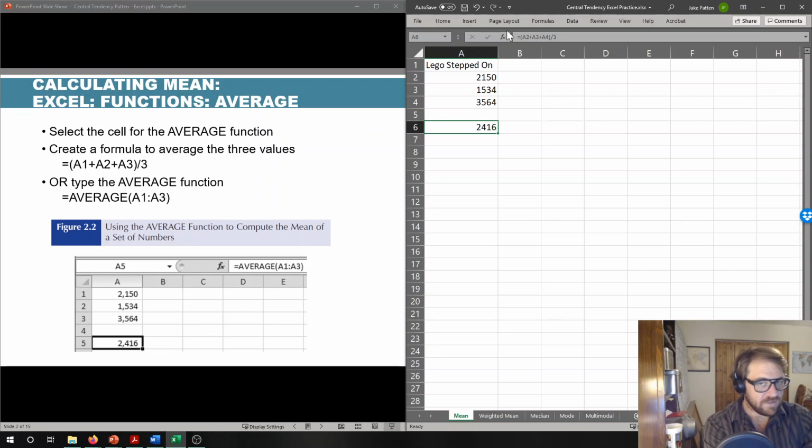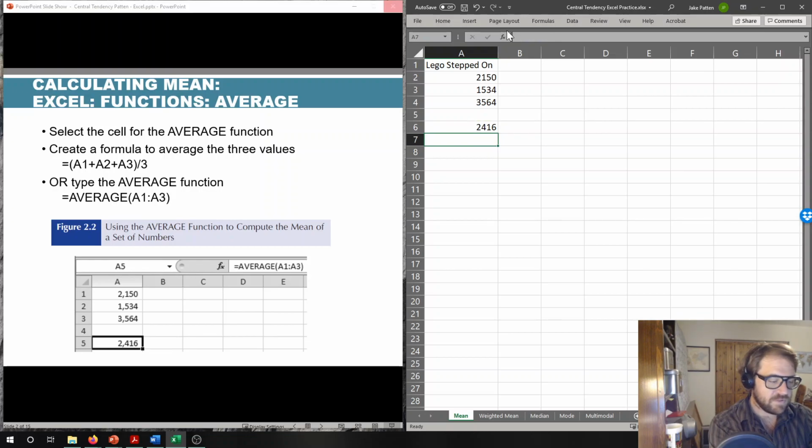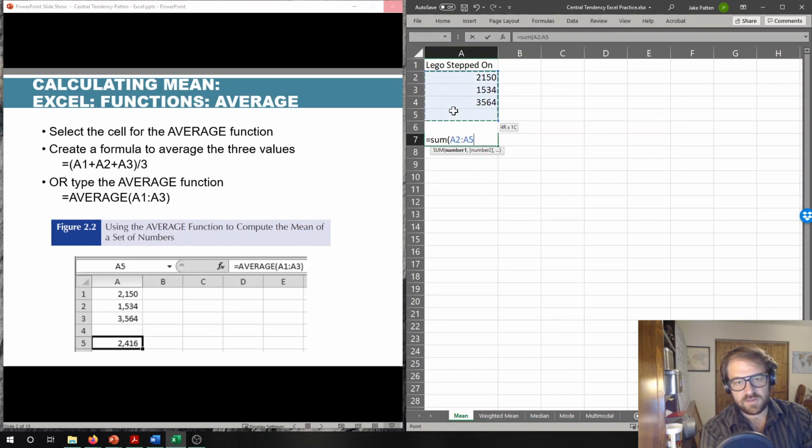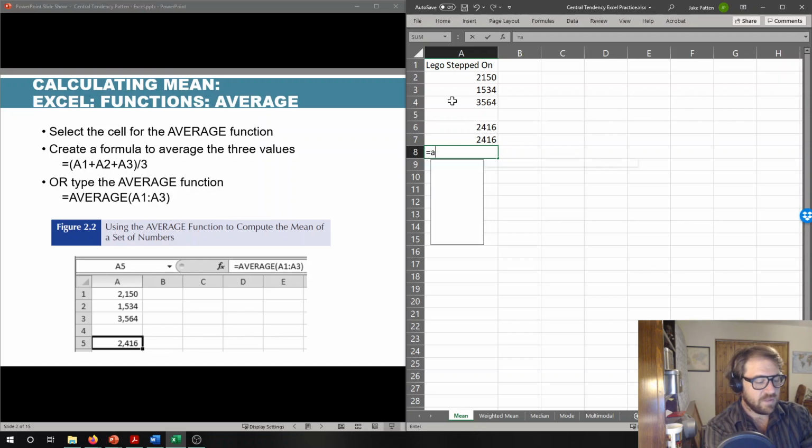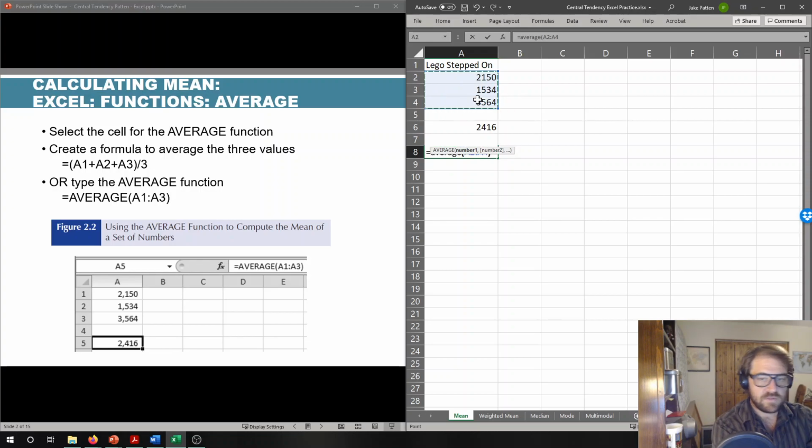Now, we can get easier with this. How do we get easier with this? We can say equals sum, and then we can drag down for these 3, divided by 3. This just means it's going to take the sum of all of these numbers that we've highlighted and divide it by 3, and it's the same answer. And we can get even easier with it. We can say equals average, and select these 3 numbers and hit enter. And it's 2416 no matter what you do, right? So these are 3 different ways that we can get to where we're going.